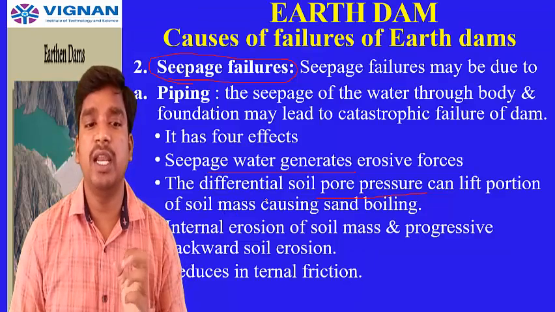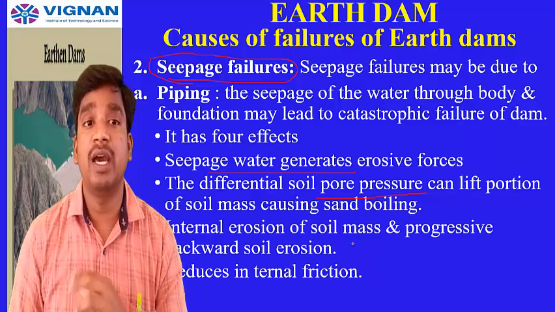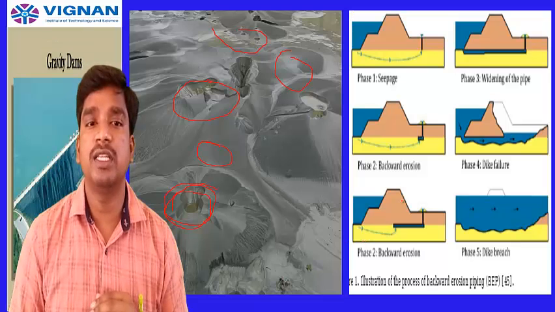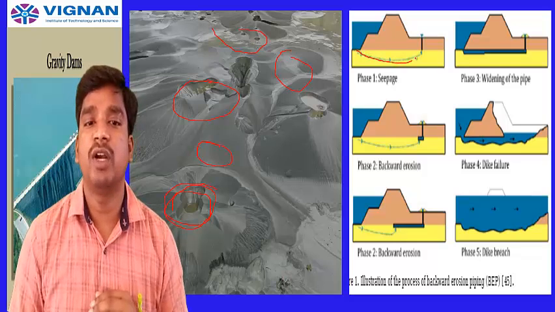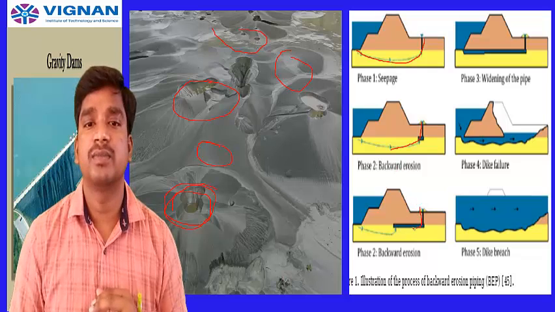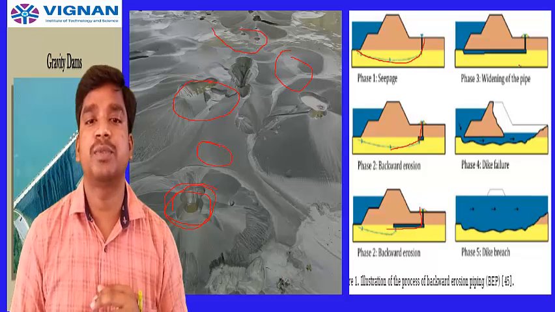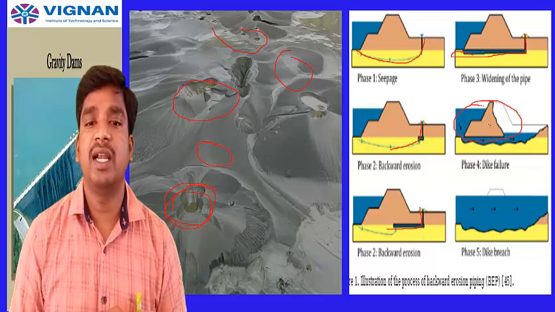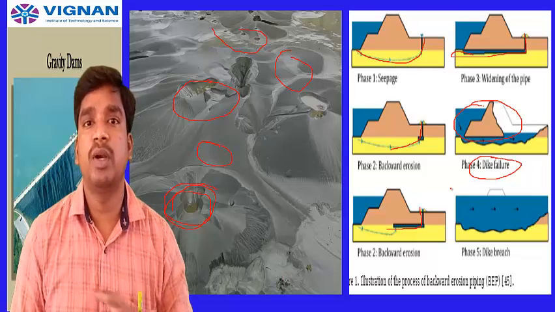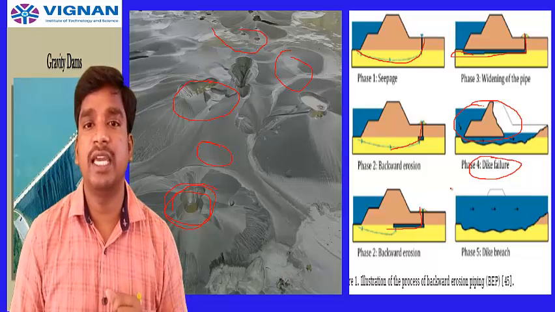Now internal erosion of soil and progressive backward soil erosion also occur because of the seepage. So what is internal erosion? See, here you can see. Let us assume the water is seeping like this initially. Then the backward erosion will occur like this, and gradually it increases like this. After that it will get joined with the upstream surface. Then after some time, this portion of the earth dam may get completely separated and there may be chances of dike failure. The bottom foundation is completely eroded, resulting in dike failure.